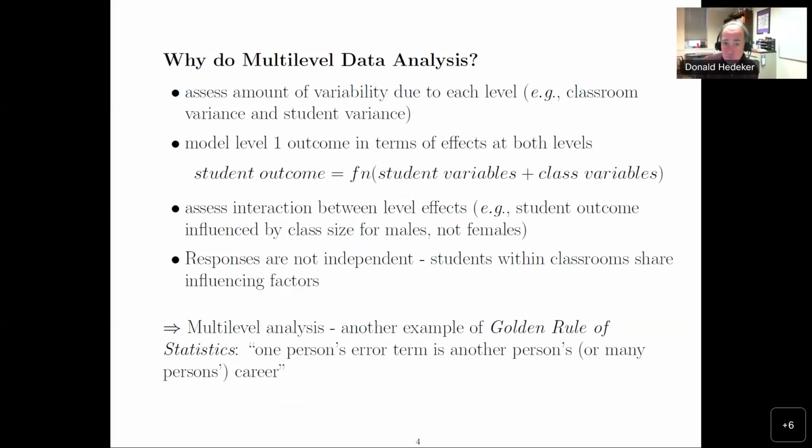We want to, first of all, find out how much variability there is, say, at the classroom level and at the student level. We want a model that allows covariates at both of those levels, and then potentially cross-level interactions. From a statistical point of view, the reason to do multi-level data analysis is that the observations are not independent, and therefore the inference from a model that assumes independence is not quite correct and leads to type 1 error. Students within classrooms share influencing factors. We want to acknowledge that in our model.